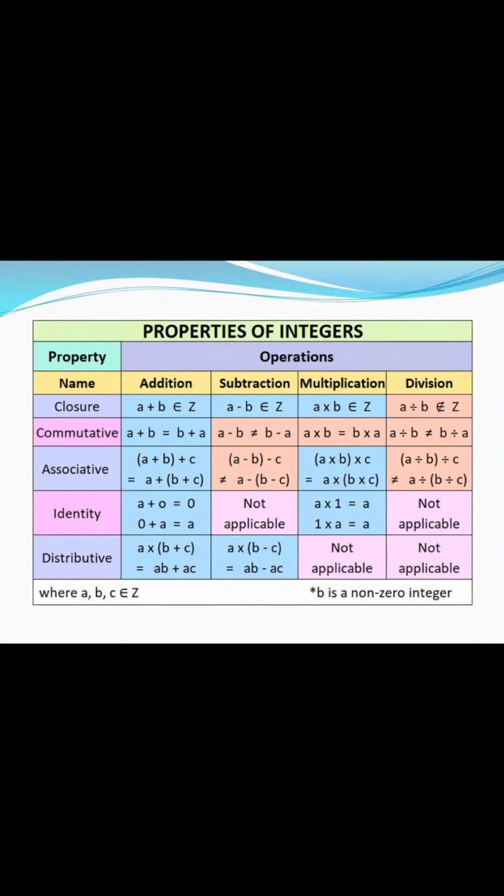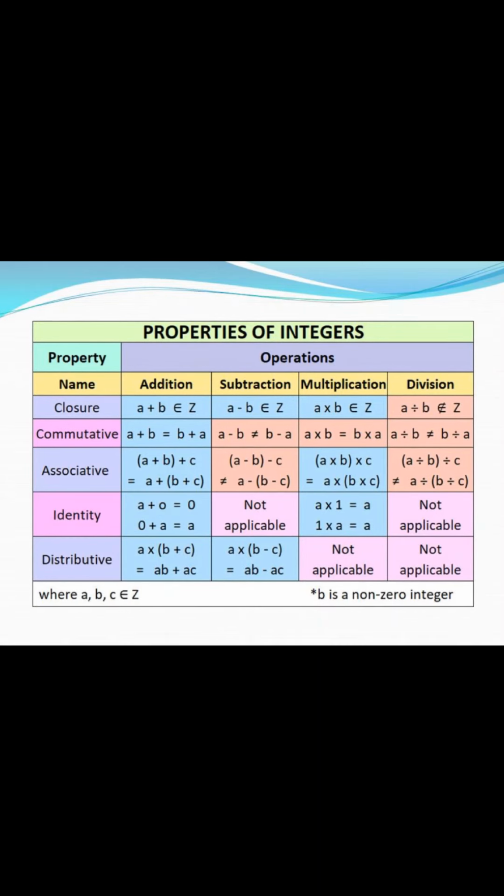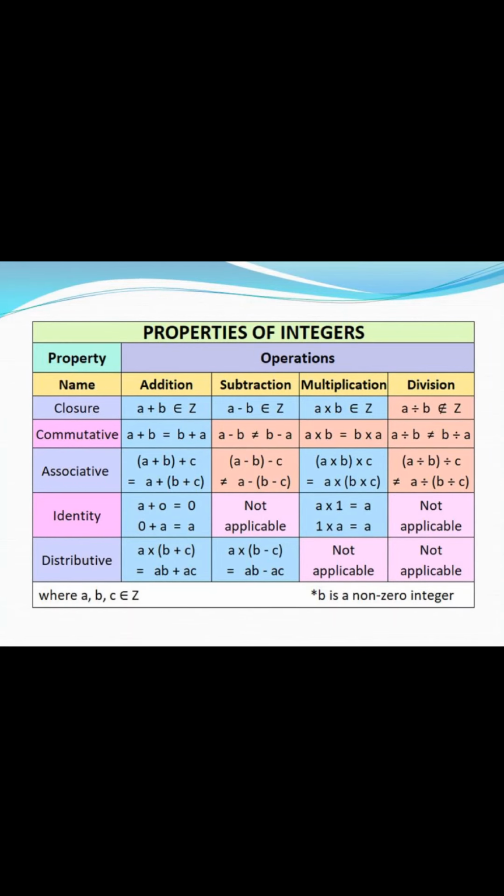Now we will talk about the properties of subtraction. The first property is the closure property. In this property, same as addition, if two integers a and b are subtracted, the result will be an integer. The next property is the commutative property. This property does not hold for subtraction. For example, for two integers, a minus b is not equal to b minus a. The results will not be equal.